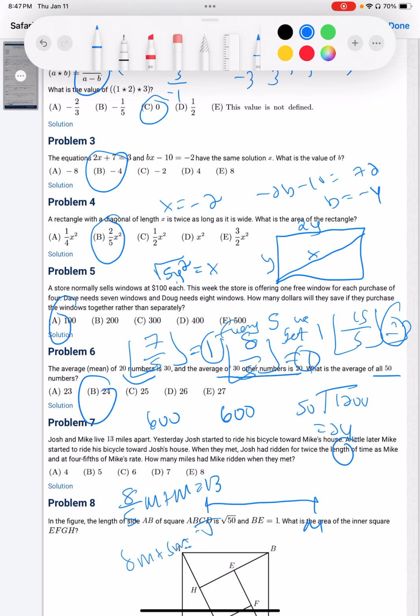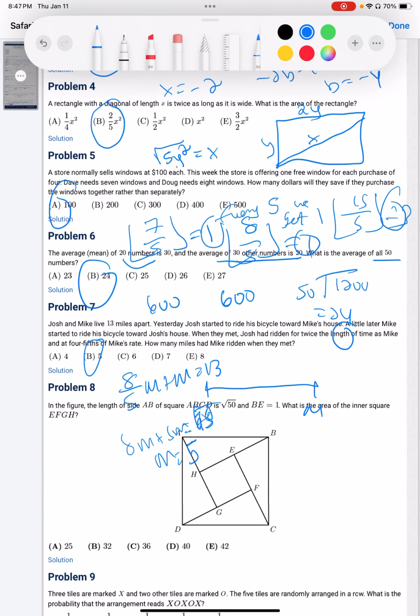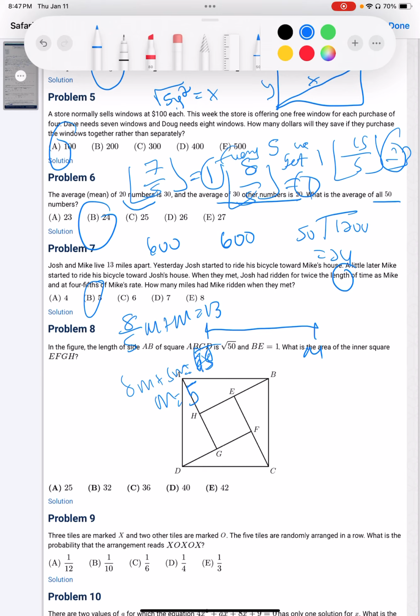So we can multiply by 5. 8m plus 5m equals 65, right? So it means m is equal to 5. Right now, m is equal to 5. Therefore, because 65 over 13 is 5.